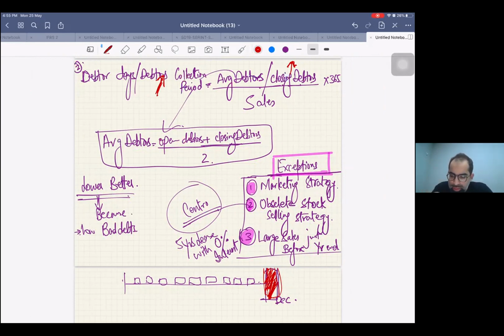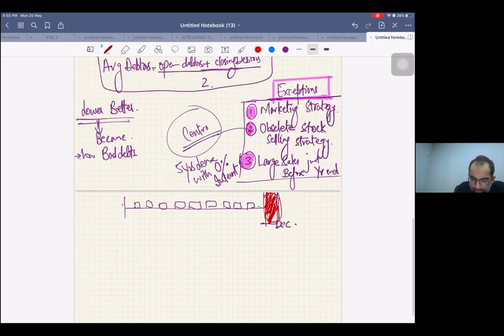Okay, so now these are the exceptions. These are the exceptions for debtor days. Don't forget exceptions.